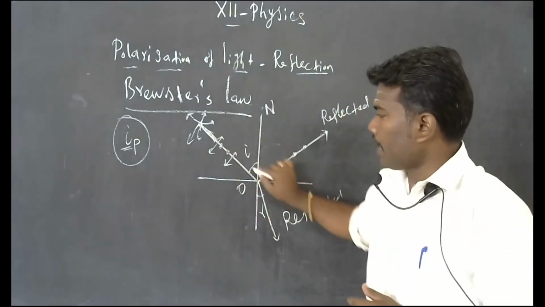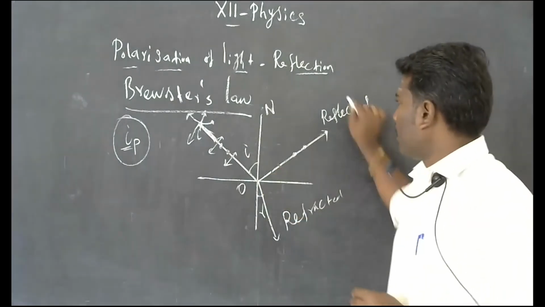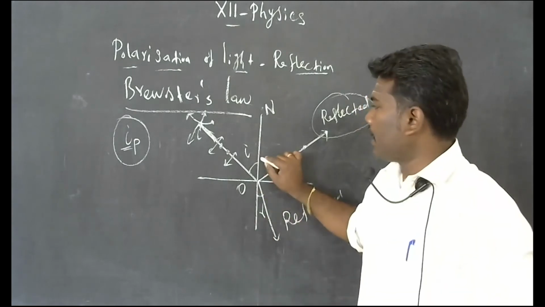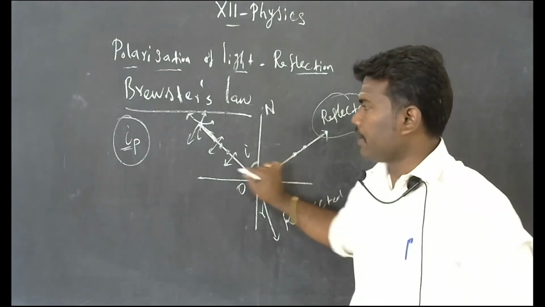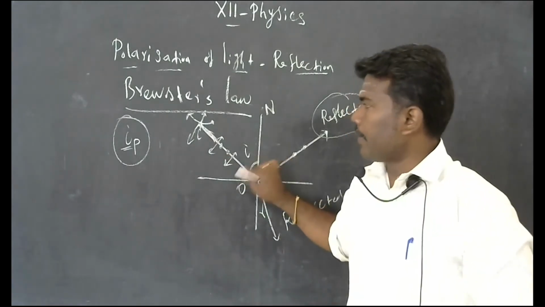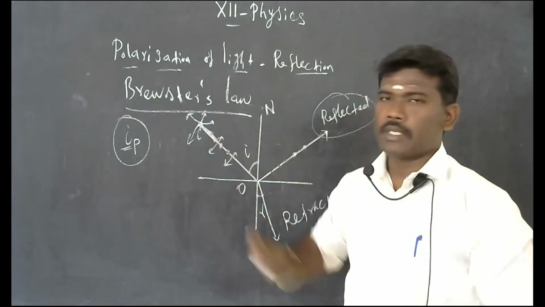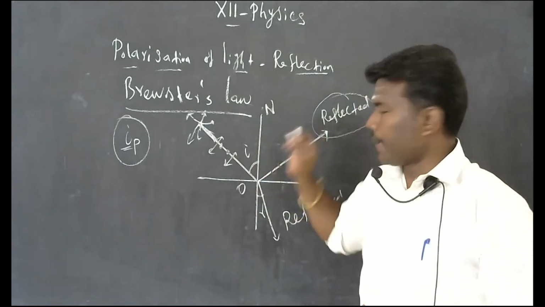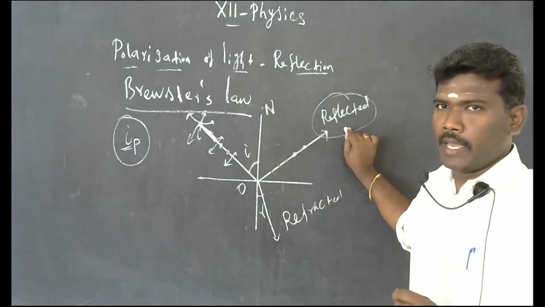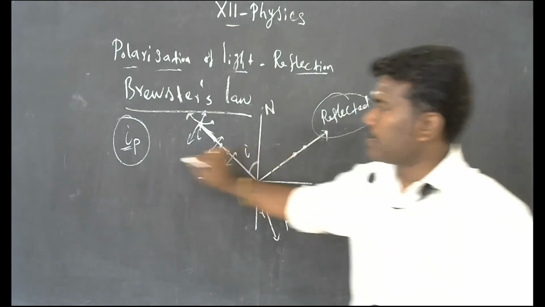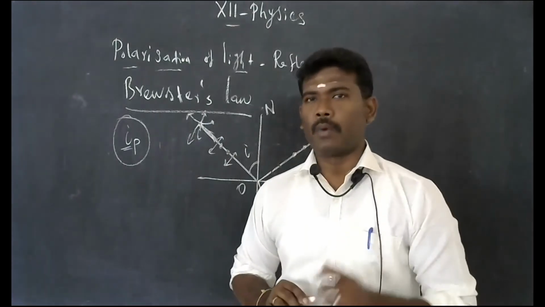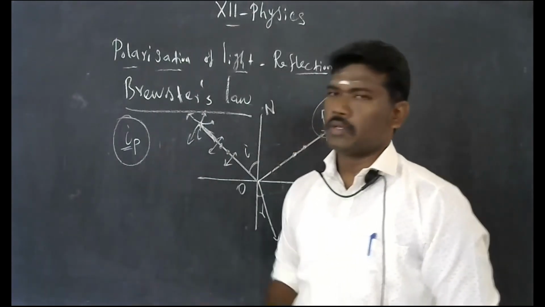For a particular angle of incidence alone, the reflected ray is completely polarized. That particular angle of incidence is called the polarizing angle. We can vary the angle of incidence by changing the position of the source. So at a particular angle of incidence alone, the reflected ray is completely polarized. That particular angle is called the polarizing angle or angle of polarization. Okay, this is one of the 2-mark questions.